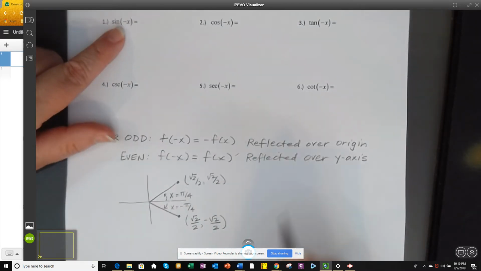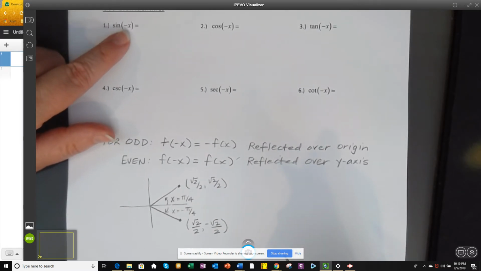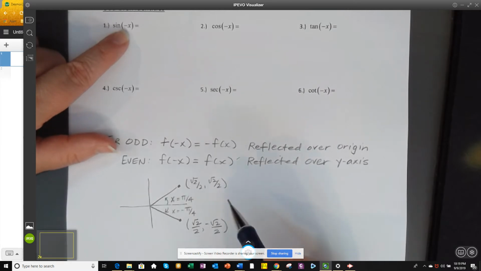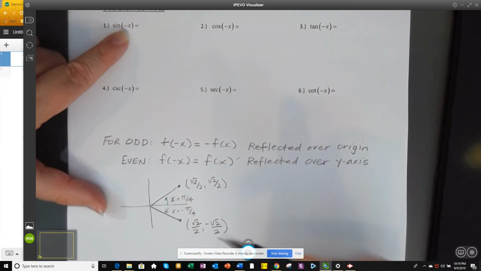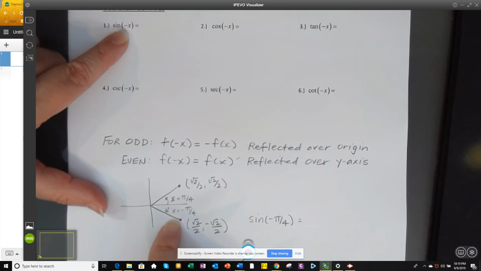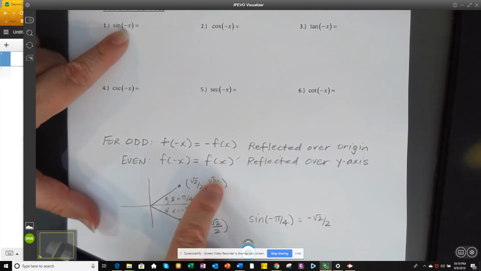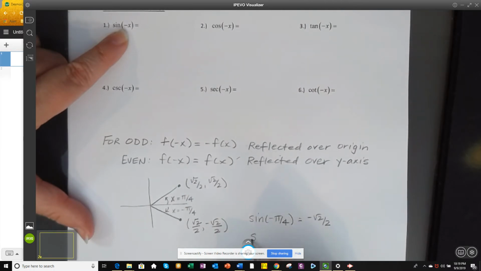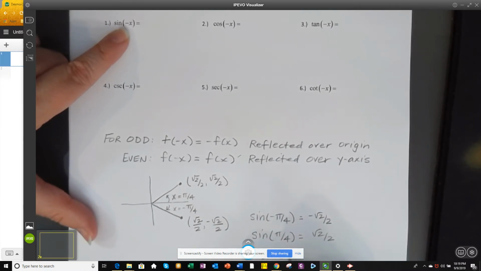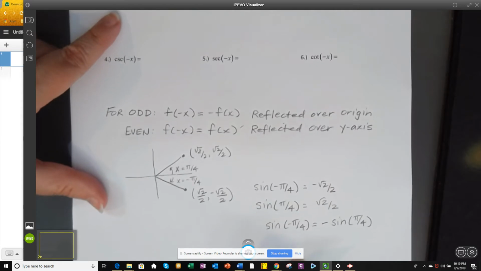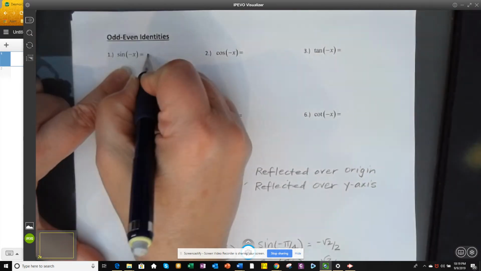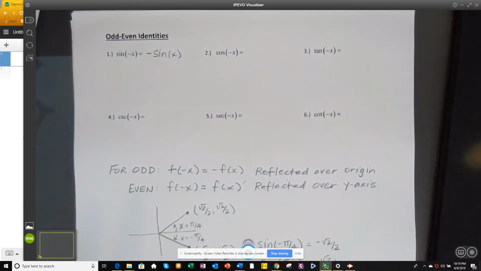All right, now let's say my angle is pi over 4. What would be the sine of the opposite of pi over 4? The opposite would be negative pi over 4. So the sine of negative pi over 4, what does that equal? You come to negative pi over 4 down here with our angle of rotation. That's negative root 2 over 2. And that equals the opposite of the sine of pi over 4, because the sine of pi over 4 is root 2 over 2. So the sine of negative pi over 4 is equal to the opposite of the sine of pi over 4, making the sine function odd. So this is equal to negative sine of x. So it's odd.